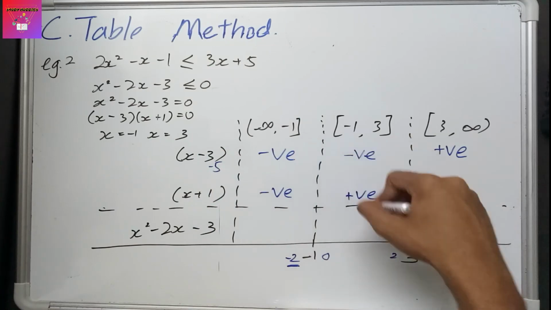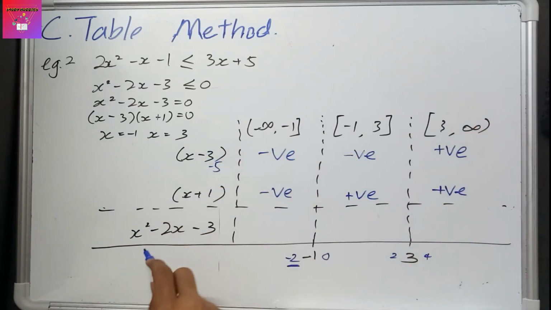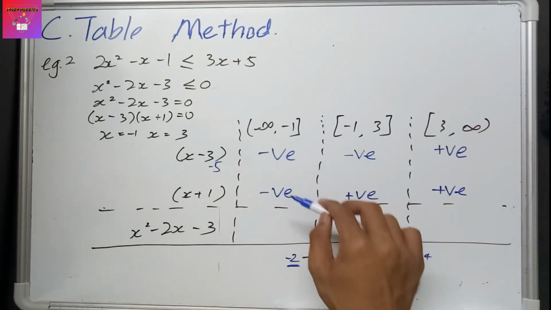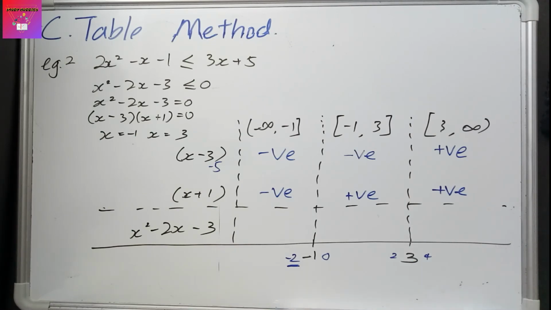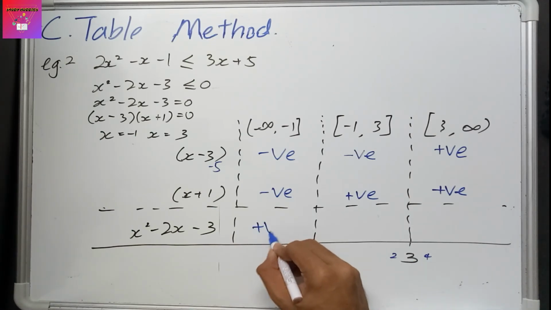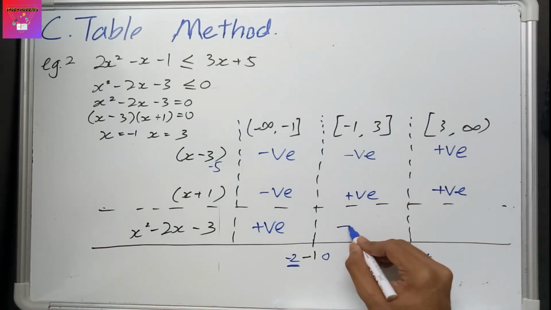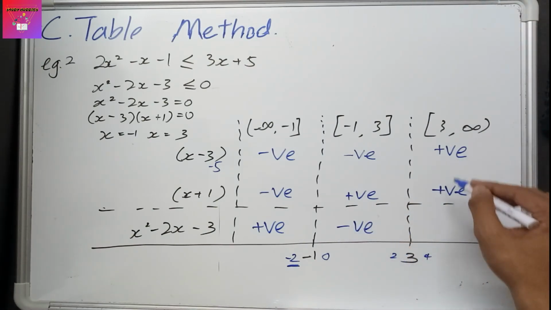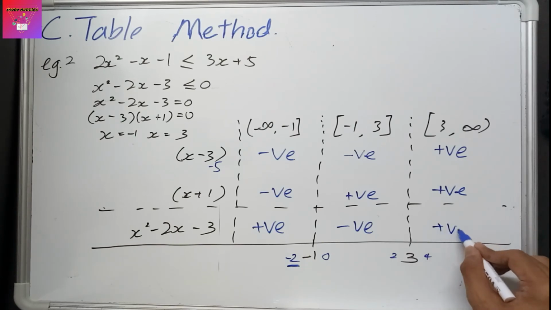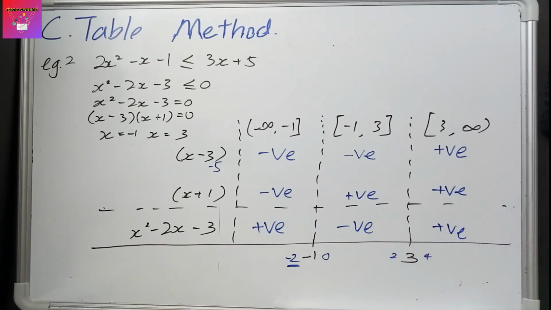So multiply all the lines one by one. So I've already multiplied this here. So negative times negative value. Multiplying two negative values, you're going to get a positive value. Multiplying one negative value and one positive value, you're going to get a negative value. Multiplying two positive values, again you're going to get a positive value.